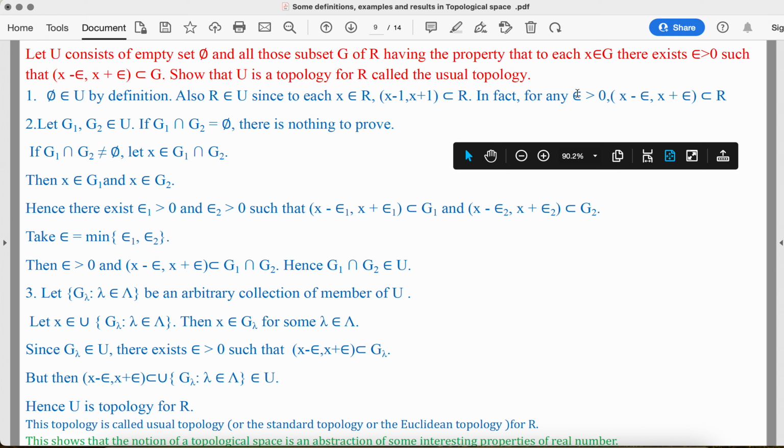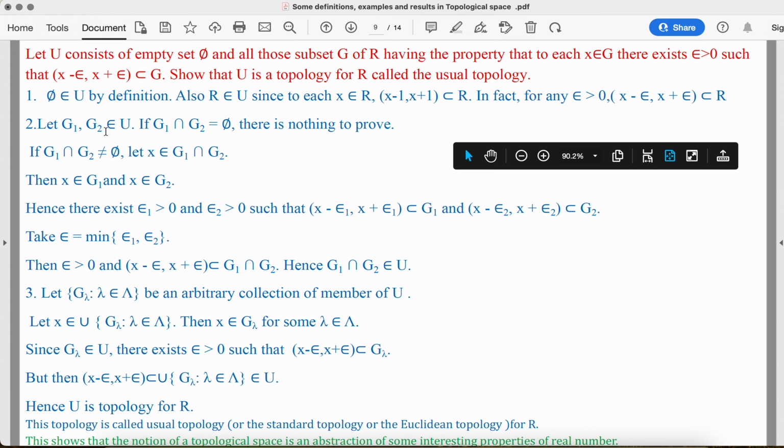So we can say in general, if epsilon belongs to R, epsilon is greater than 0 and x belongs to R, then x minus epsilon to x plus epsilon is a subset of R. This open interval is a subset of R. So it means R belongs to U. So we have shown that phi and R belong to U.